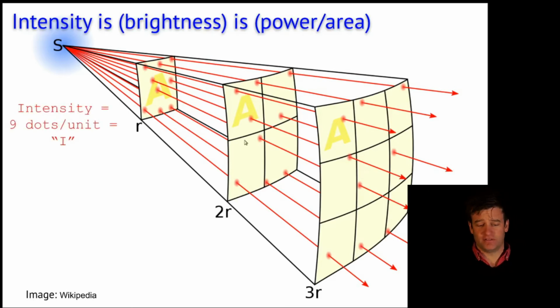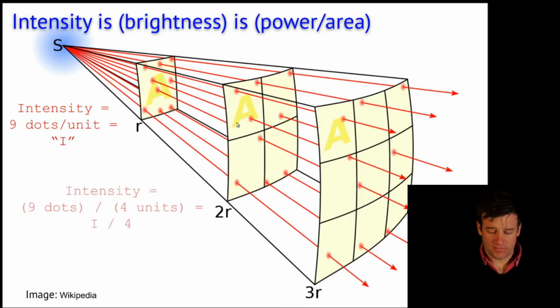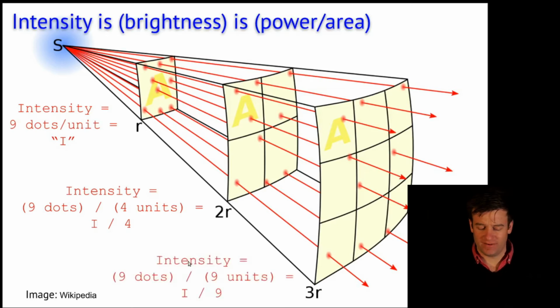Mathematically, this looks like this. At the distance r, we have an intensity of 9 dots per unit. At a distance of 2r, we have an intensity of 9 dots for every 4 units. We'll call that I over 4 because it's the same intensity divided by 4 units. At a distance of 3r, we have an intensity of 9 dots divided by 9 units, or I over 9.